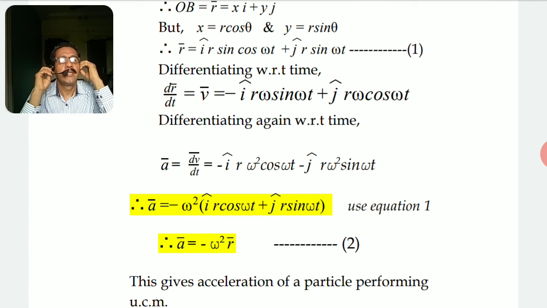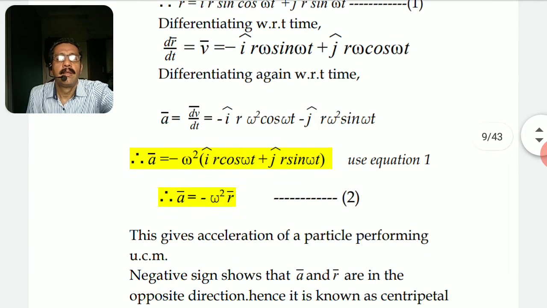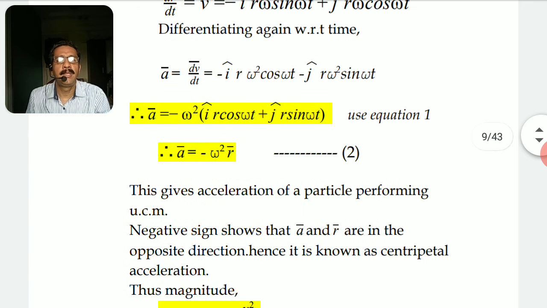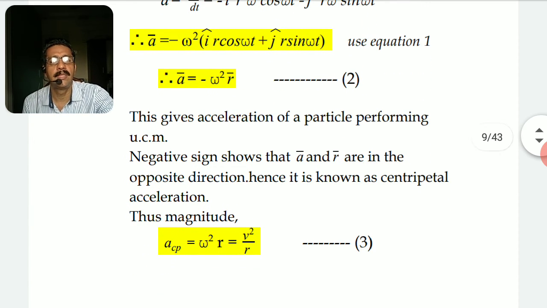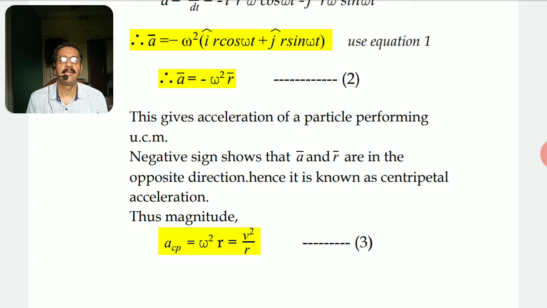So equation number 2 gives me the total acceleration of a particle performing UCM. Of course, we have studied that this entire acceleration in UCM is only centripetal. The negative sign in equation 2 shows that the direction of acceleration a is opposite to that of vector r. Vector r being radially outward, vector a is going to be towards the center, and that's why you call it centripetal acceleration.